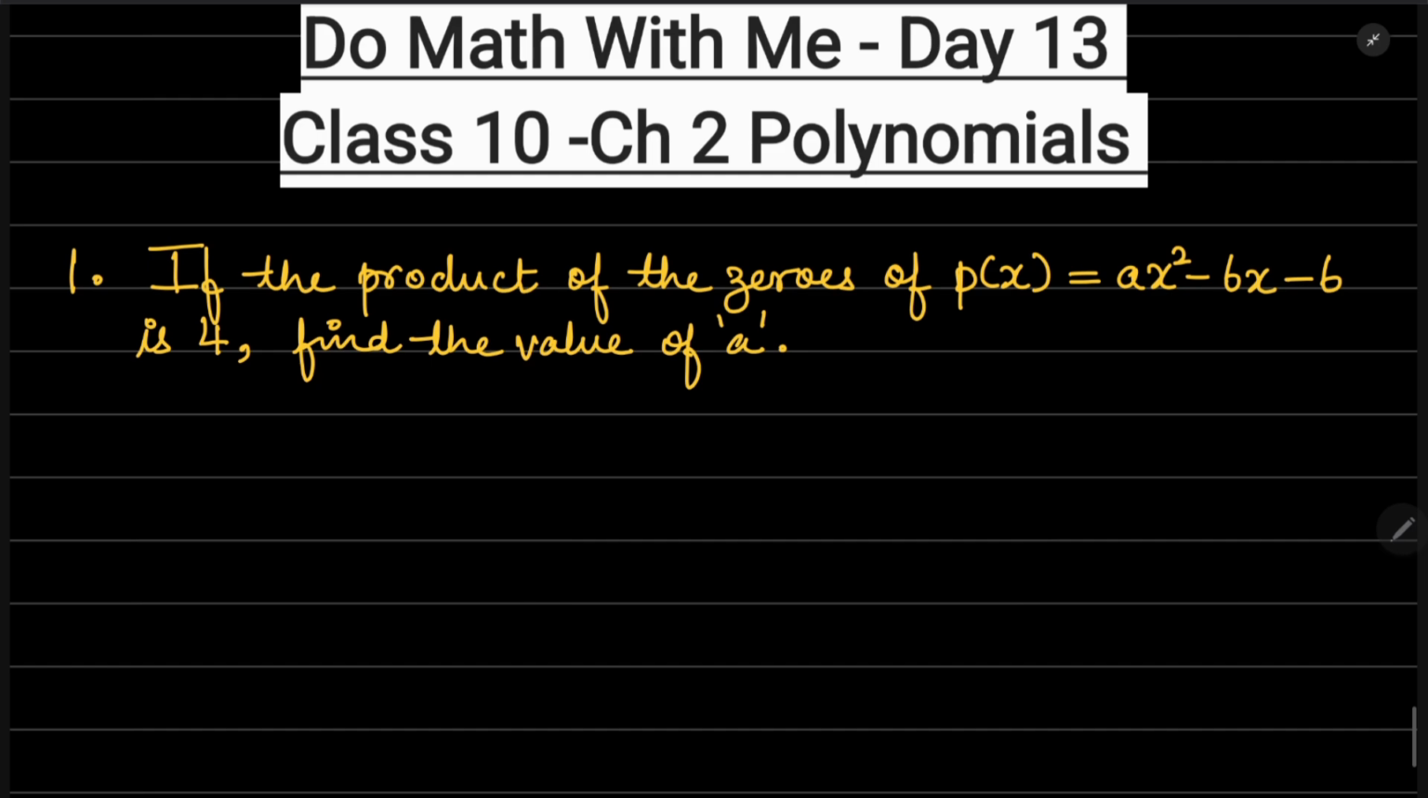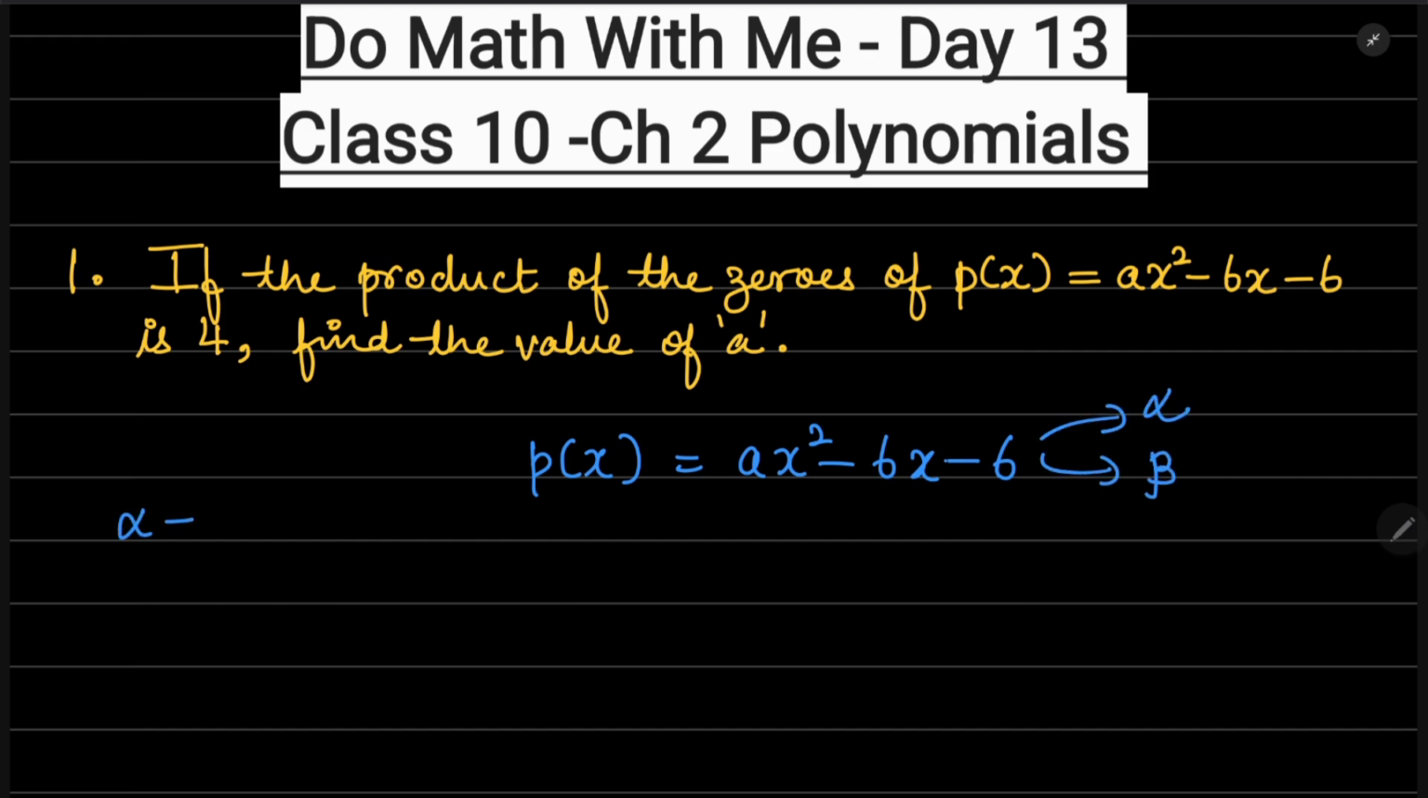Okay, the minute you see such questions, the very first thing that you have to do is write your given polynomial p of x. So p of x is equal to ax square minus 6x minus 6. Right? So let your alpha and beta be the zeros. Let's find out the sum of the zeros. Alpha plus beta is equal to minus b by a. So minus of b is minus 6. A is nothing but just a. Right? So here I will write minus of minus 6 by a.